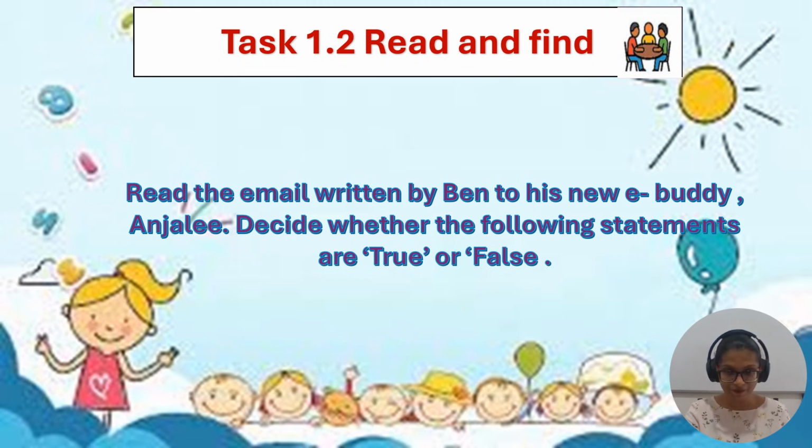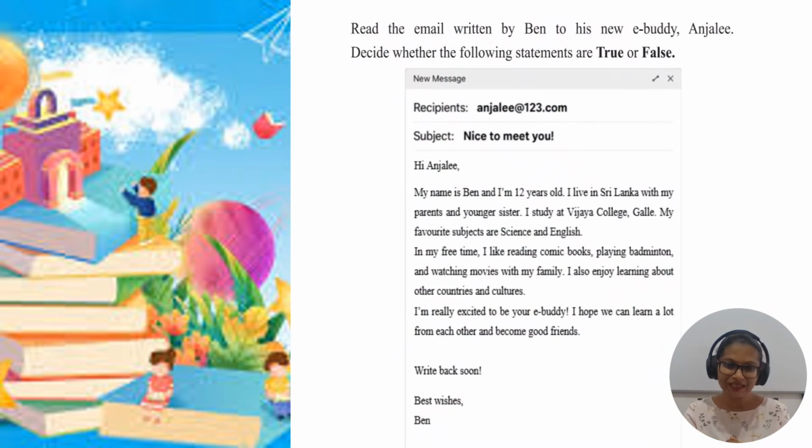Here you will be given Ben's first email to his new e-buddy Anjali, and after the email you will be given some statements and have to decide whether those statements are true or false. Let's see. This is his email. Let's see what he has written in his first email to his friend, right? There at the beginning of the mail, there's a new word, recipients. Let's see what the meaning of recipient is later.